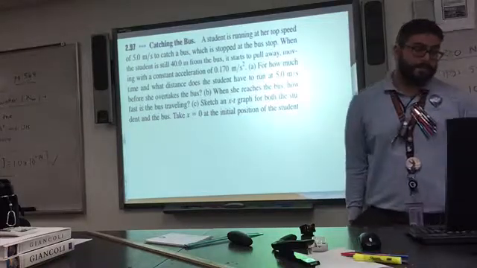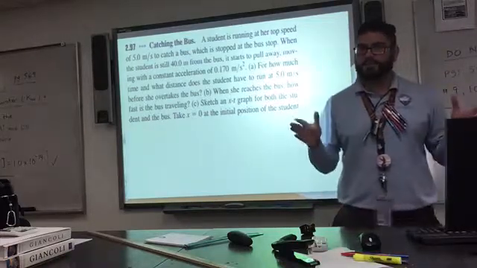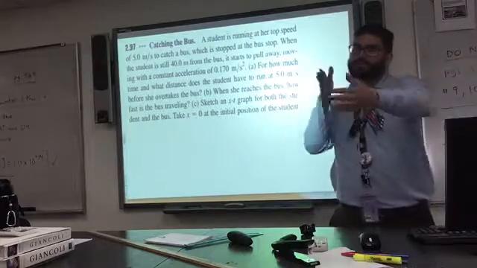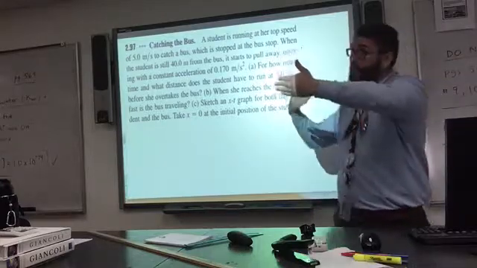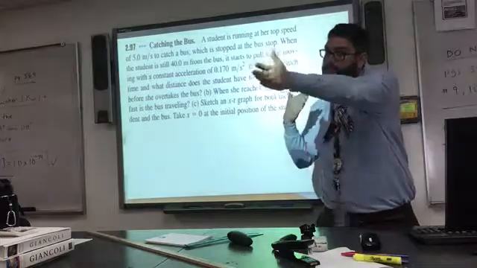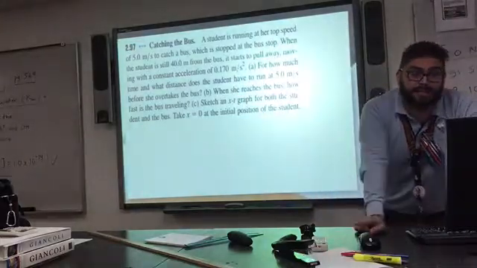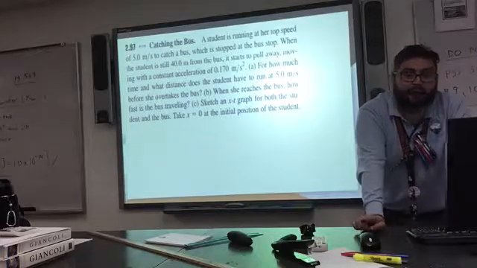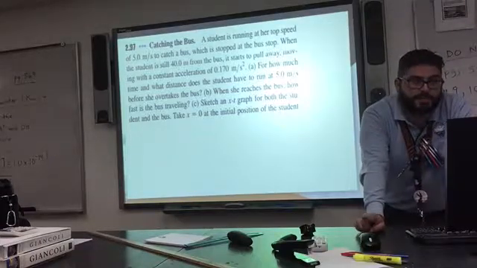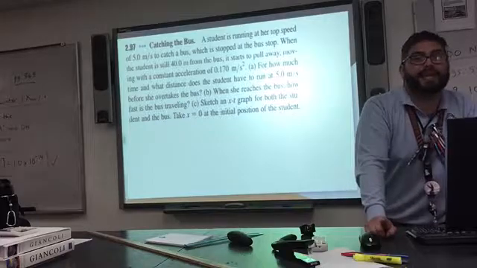I recommend it. Okay, so you guys understand the picture that's going on? The bus was stationary, the student's trying to catch up, the student's still behind, the bus is accelerating from rest. For how much time and what distance does the student have to run at 5 meters per second before she overtakes the bus?